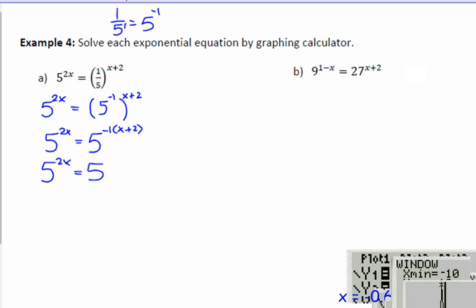-x minus 2. So a power to a power, we multiply. Okay, so now finally we have a base to the power of something equals the same base to the power of something, so we can therefore conclude 2x equals -x minus 2.